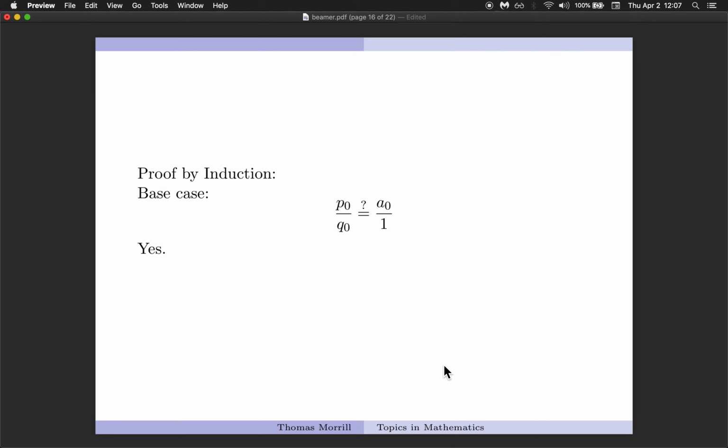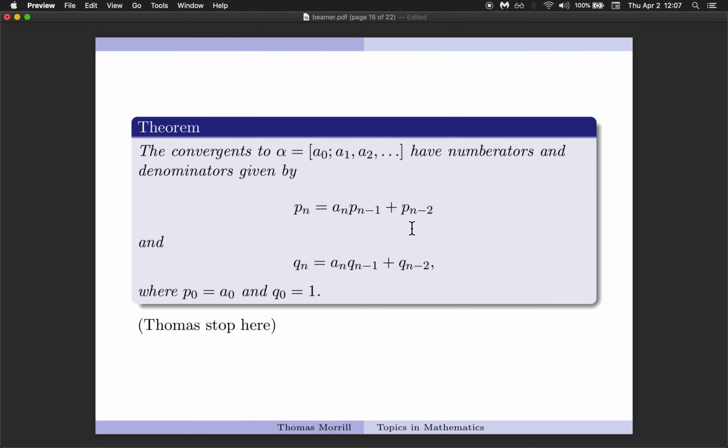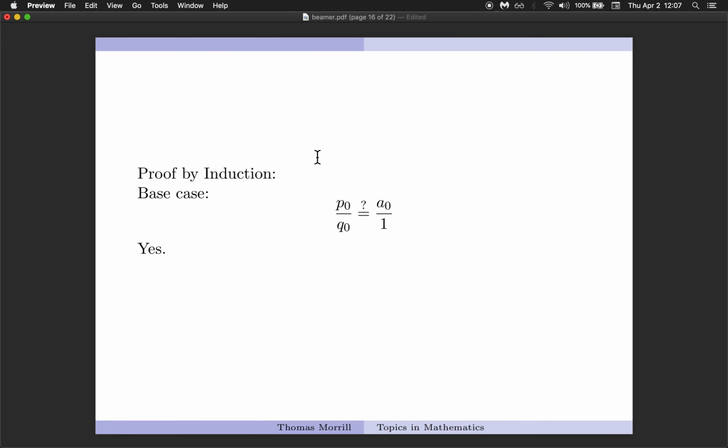So my base case here is P0 over Q0 equal to a0 over 1. So I have my continued fraction. a0 is the integer part. Then my first convergent is just the integer part, which is just a0 over 1. So yes, this bit about P0 is a0, Q0 is 1, that totally goes through.